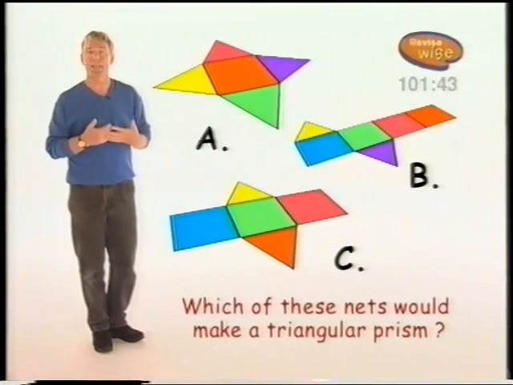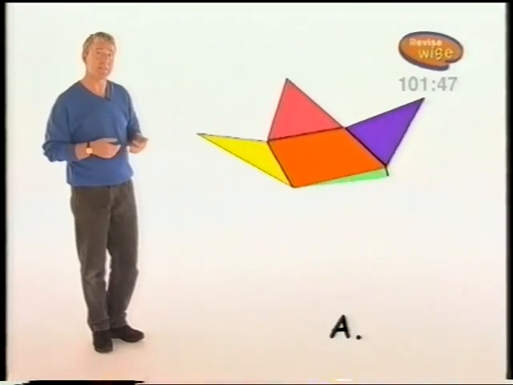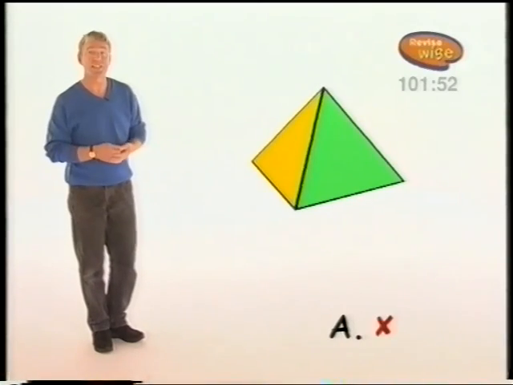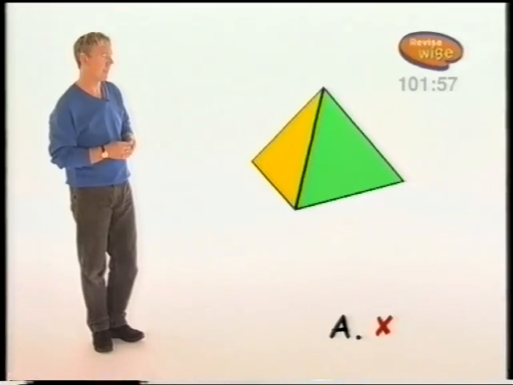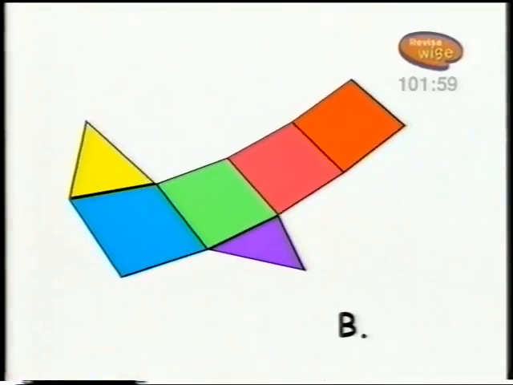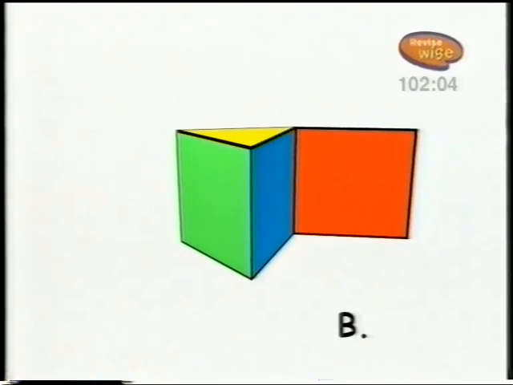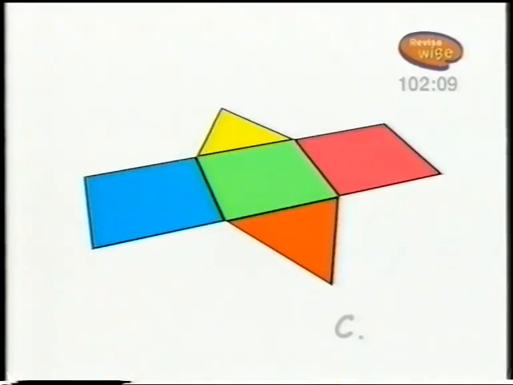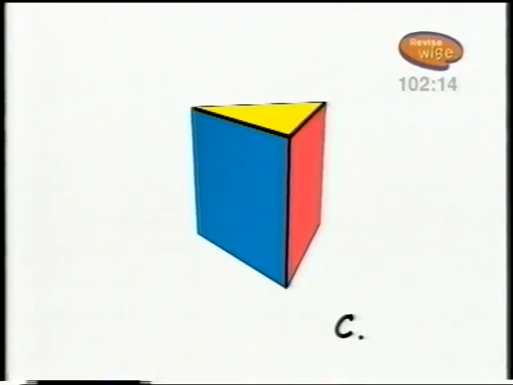Well, let's see what shape each of these nets will make. If we fold net A, we can see that it makes a square-based pyramid. But that's not the right answer, since the question asked what net would make a triangular prism. If we fold net B, we do get a sort of triangular prism, but we have a flap left over, so this isn't the right answer either. When we fold net C, we see that it does make a triangular prism. So the answer is C.